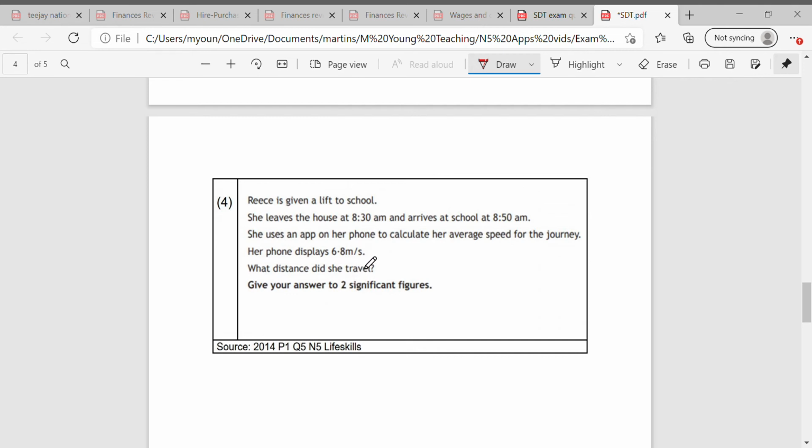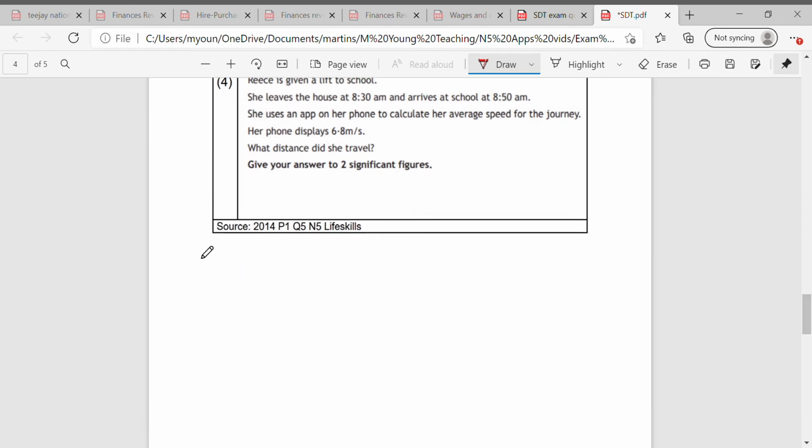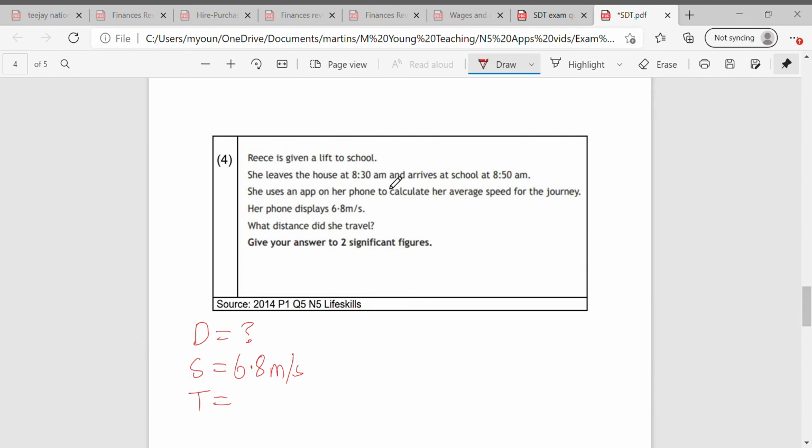Okay, so let me do speed, distance, time. Let's start off by writing down D equals, S equals, and T equals. Distance, that's what we're trying to work out. Speed was 6.8 meters per second. And the time that she took, I can work out from 8:30 to 8:50. That's obviously just 20 minutes.